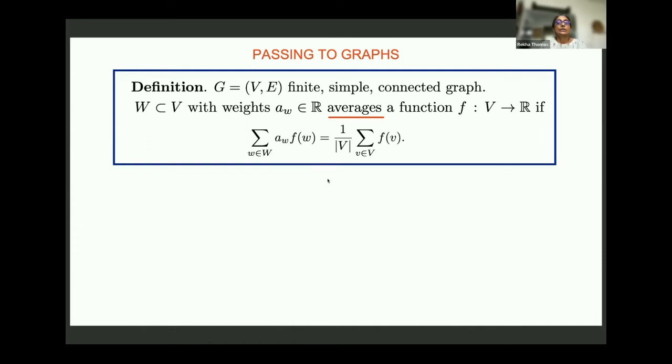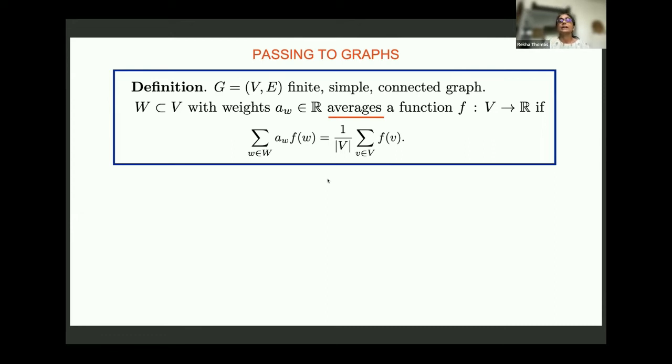Okay. So in this talk, we'll just focus on a very simple type of undirected graph. So G is a graph with vertex set V, edge set E. It's finite, it's simple, meaning there are no loops and no parallel edges, and it's a connected graph. Okay, so let's assume all that for right now.